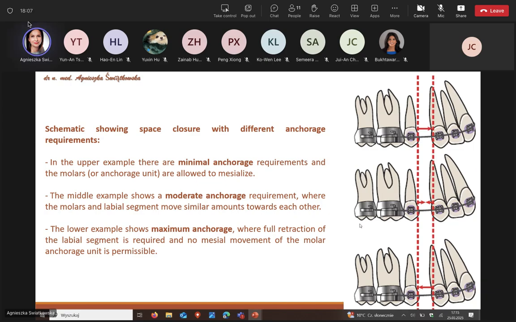Moderate anchorage is the situation when we close this space by distalization of anterior and mesialization of posterior teeth. And maximum anchorage is the situation when we don't want to change the position of these teeth. We want to close all the space with distal movement of anterior teeth. It's only possible when we use micro screws or some kinds of screws which are placed into the bone.